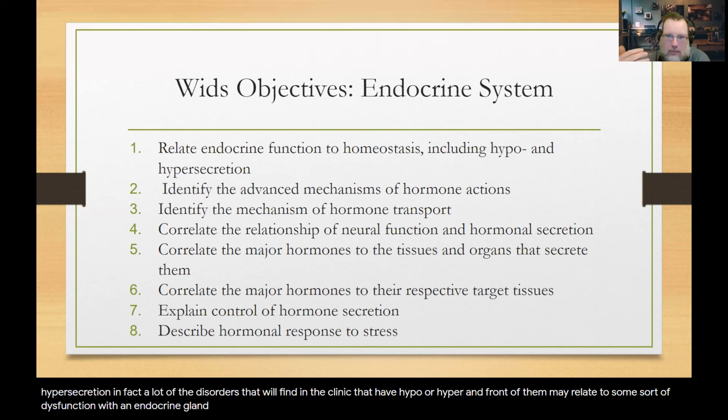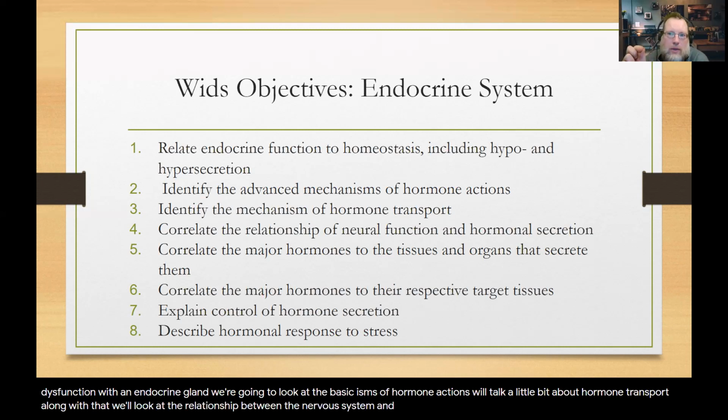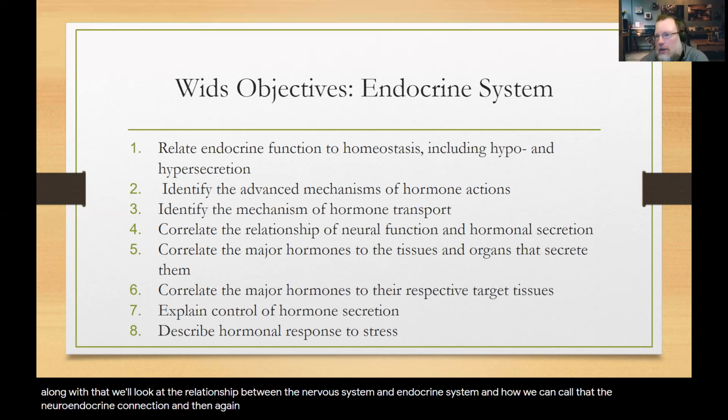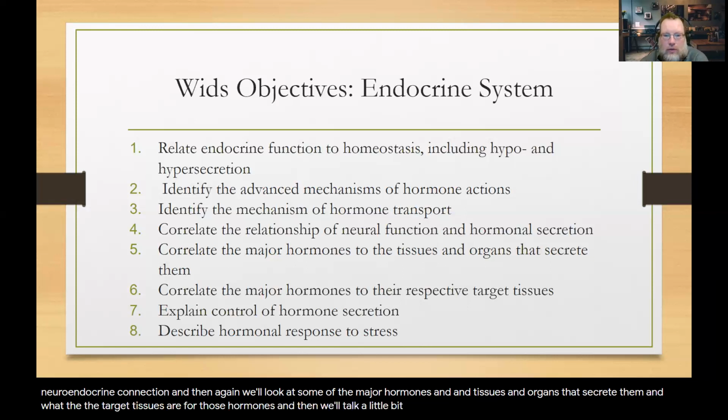We're going to look at the basic mechanisms of hormone actions. We'll talk a little bit about hormone transport along with that. We'll look at the relationship between the nervous system and endocrine system, which we can call the neuroendocrine connection. And then again, we'll look at some of the major hormones and the tissues and organs that secrete them, and what the target tissues are for those hormones. Then we'll talk a little bit about hormone secretion and, of course, stress throughout this unit.